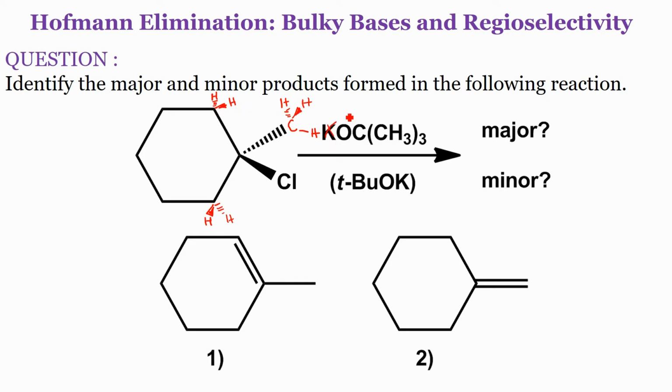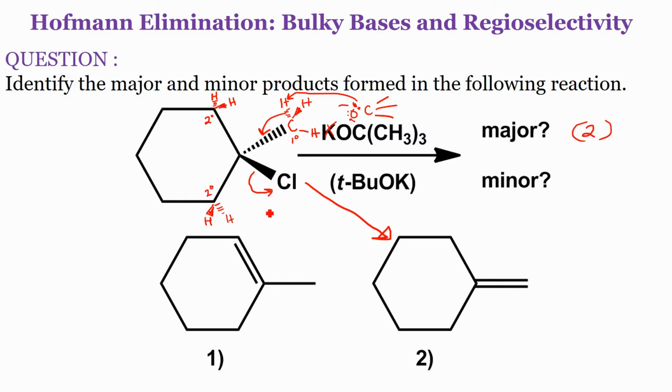I see that my base is bulky, so it should go for this hydrogen because it's sitting on a primary carbon. These two hydrogens are sitting on secondary, which means they are more hindered. So the bulky base will go for the one that's most accessible, which is that. And then make a double bond on this methyl bond. This leaves. That's how you get that, which will be the major.